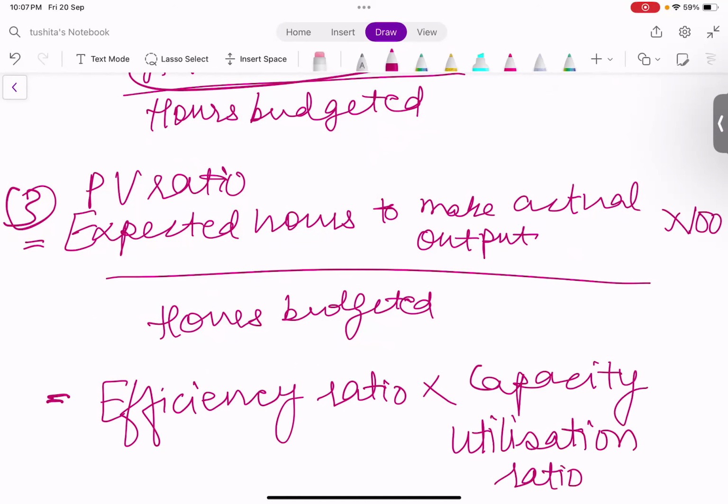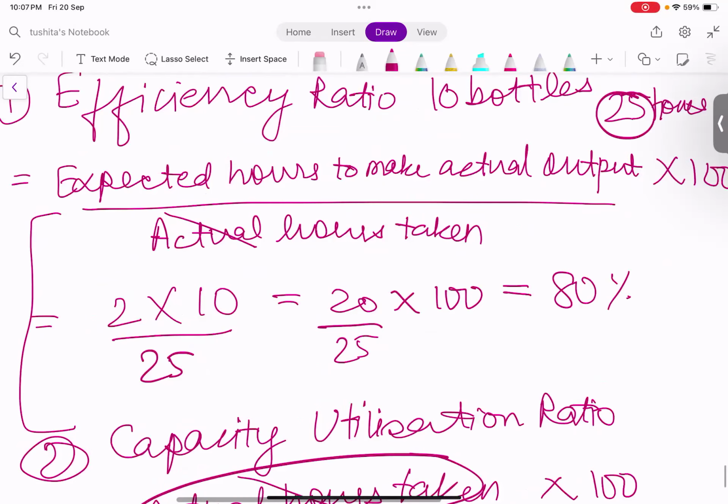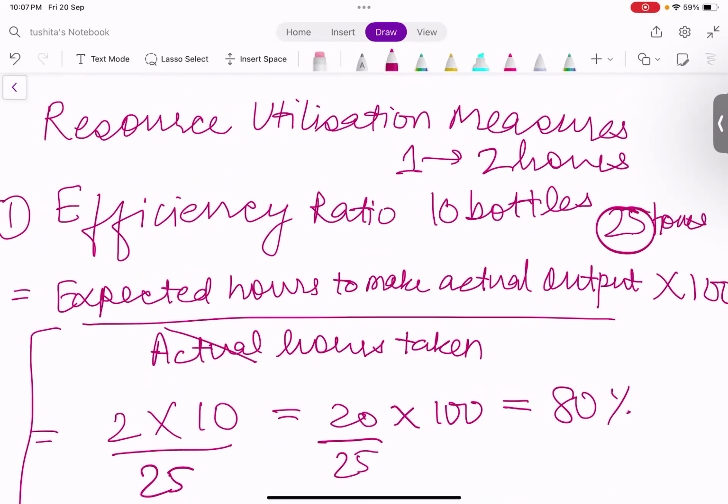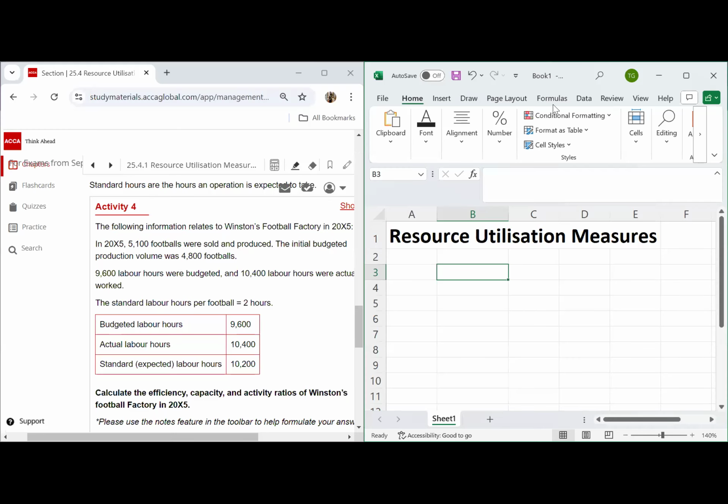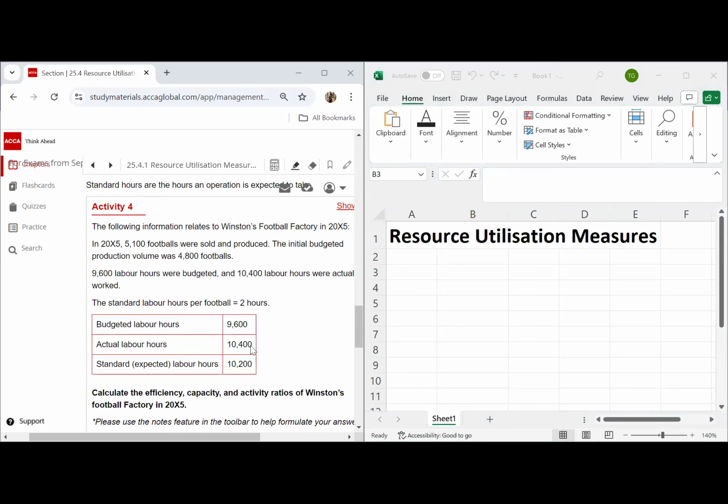So these are the formulae which are there with your resource utilization measures. Now let's head to the ACCA study hub where we'll be practicing one more numerical. All right, so now here's again the Winston Football Factory example in front of you. Here they've given you all the information which you require and they want you to calculate the efficiency, capacity and activity ratios. So the very first one, which is the efficiency ratio, we've learned the formula.